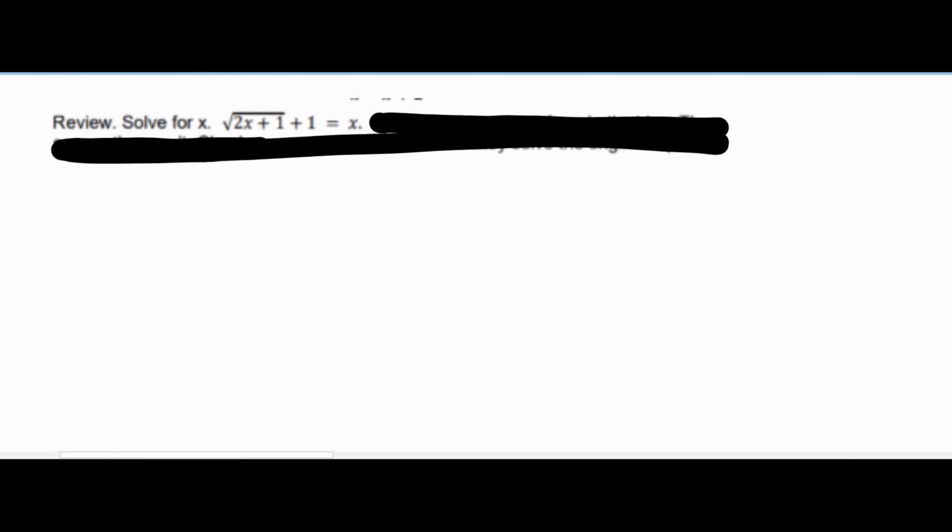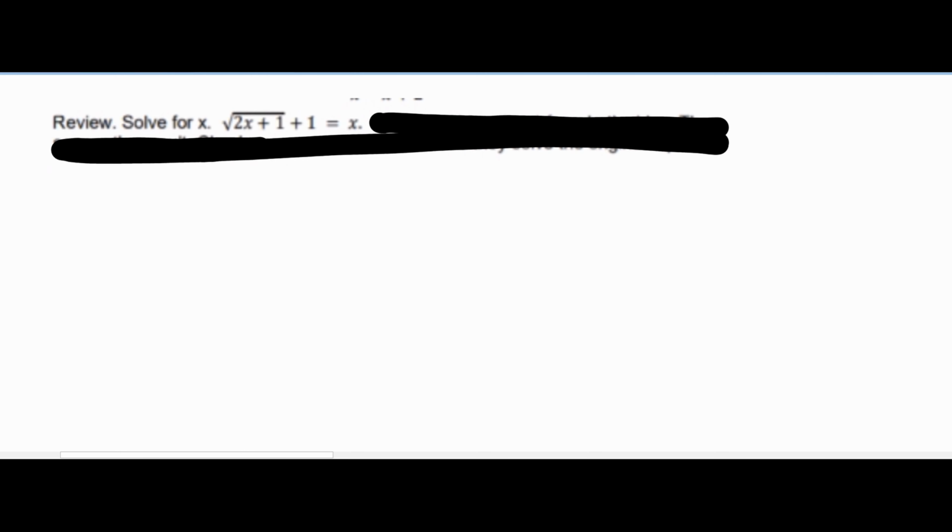In this problem, we need to solve for x. We're given an equation: the square root of 2x plus 1 is equal to x. For this, we want to get rid of our square root because we have an x trapped inside of it, and it's screaming, help me! So we need to save it.